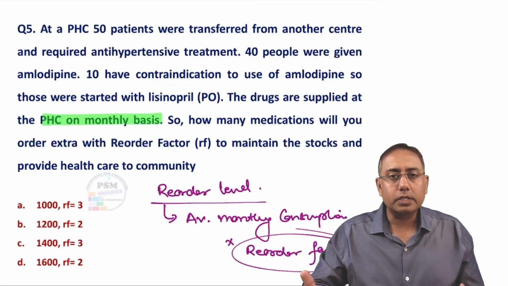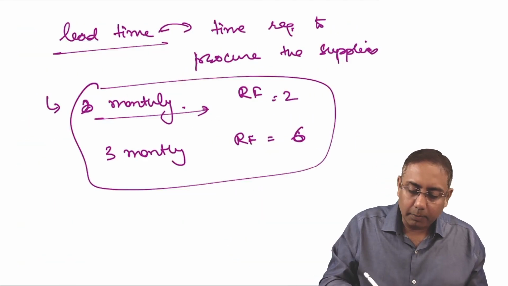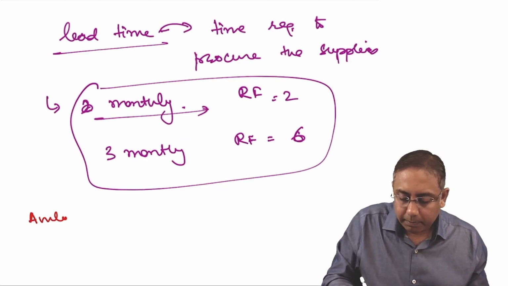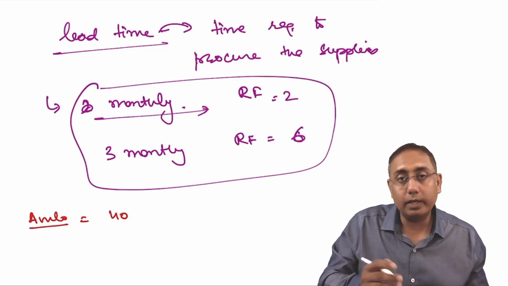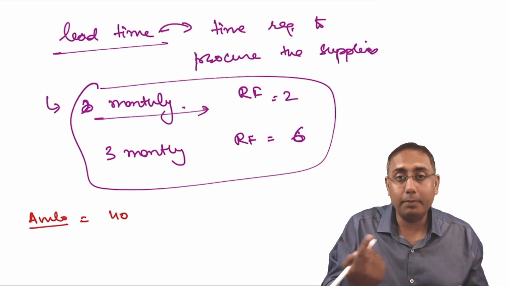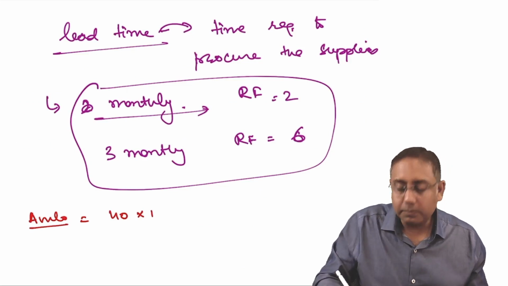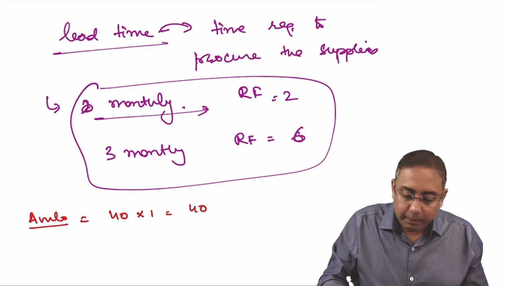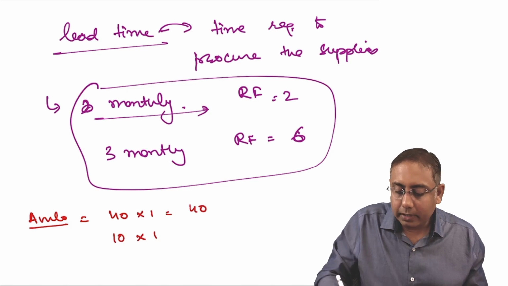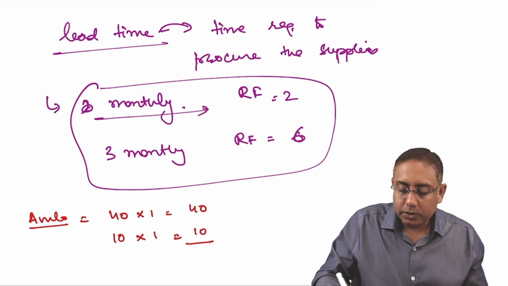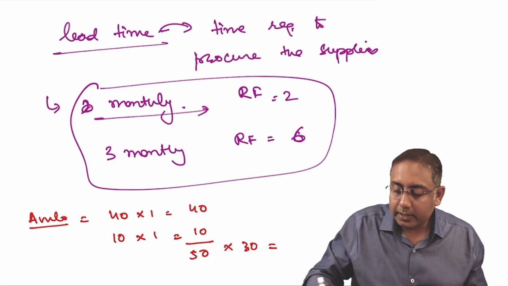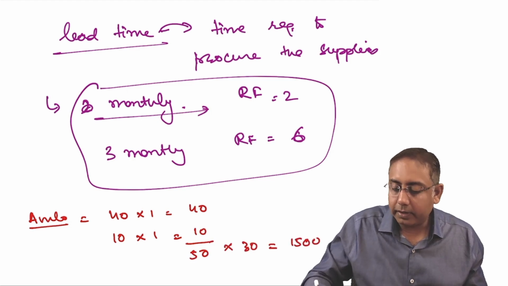So based on this, you already know how many people are taking amlodipine. We already know that amlodipine is for 40 individuals. Each one is taking, let us say, 1 amlodipine a day. So it is 40 times 1, that is 40 tablets. And then you have 10 people taking lisinopril. So 10 into 1, that is 10 again. So it is 50 tablets for each day multiplied by 30 days. That comes out to be 1,500 tablets.